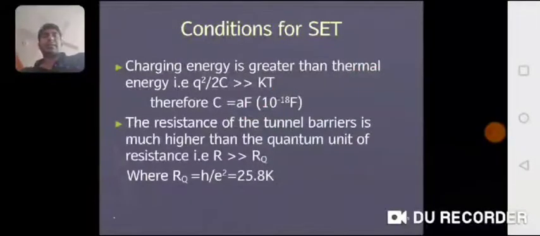Conditions for SET. The charging energy must be greater than the thermal energy, that is q square by 2C is greater than kT, and C is of the order of femtofarads. The resistance of the tunnel barrier is much higher than the quantum unit of resistance, that is R is far greater than RQ, where RQ is equal to h by e square, and that is of the order of 25.8 kilohms.